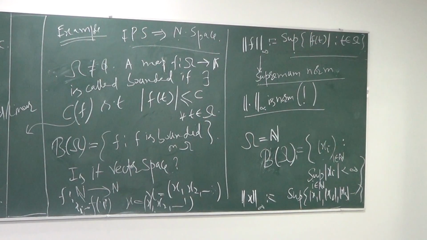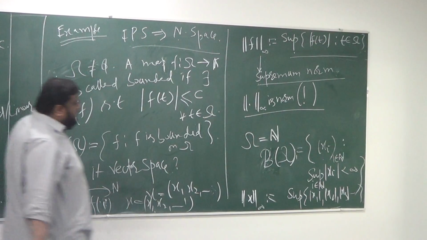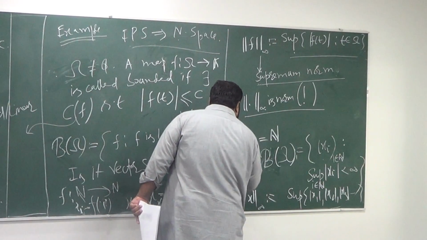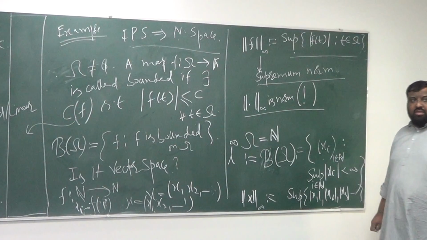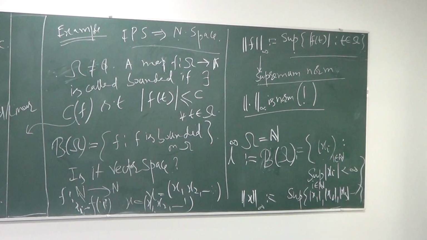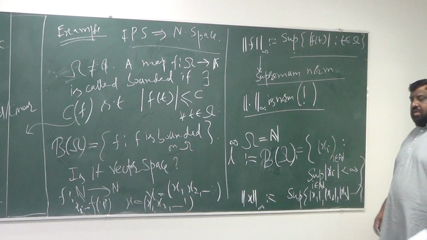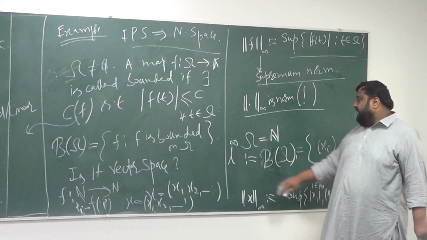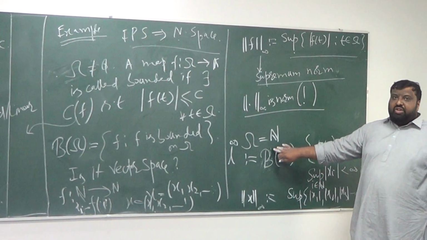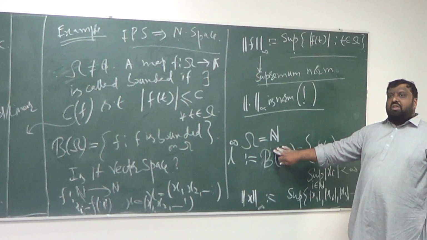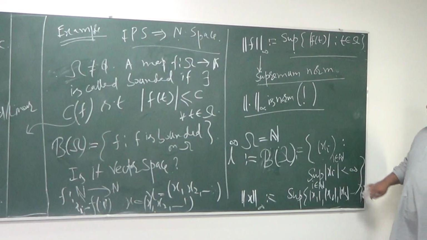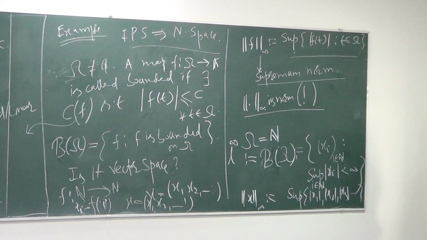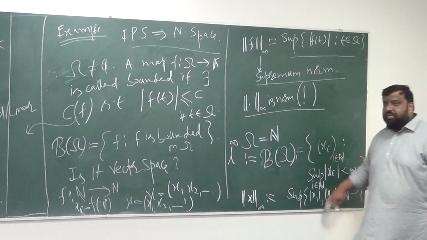One more thing, the last thing that I would like to tell. This space is particularly called L infinity space. So we call it L infinity. So L infinity is the space of real or complex sequences such that the supremum of xi is finite, and you define a norm on this space.